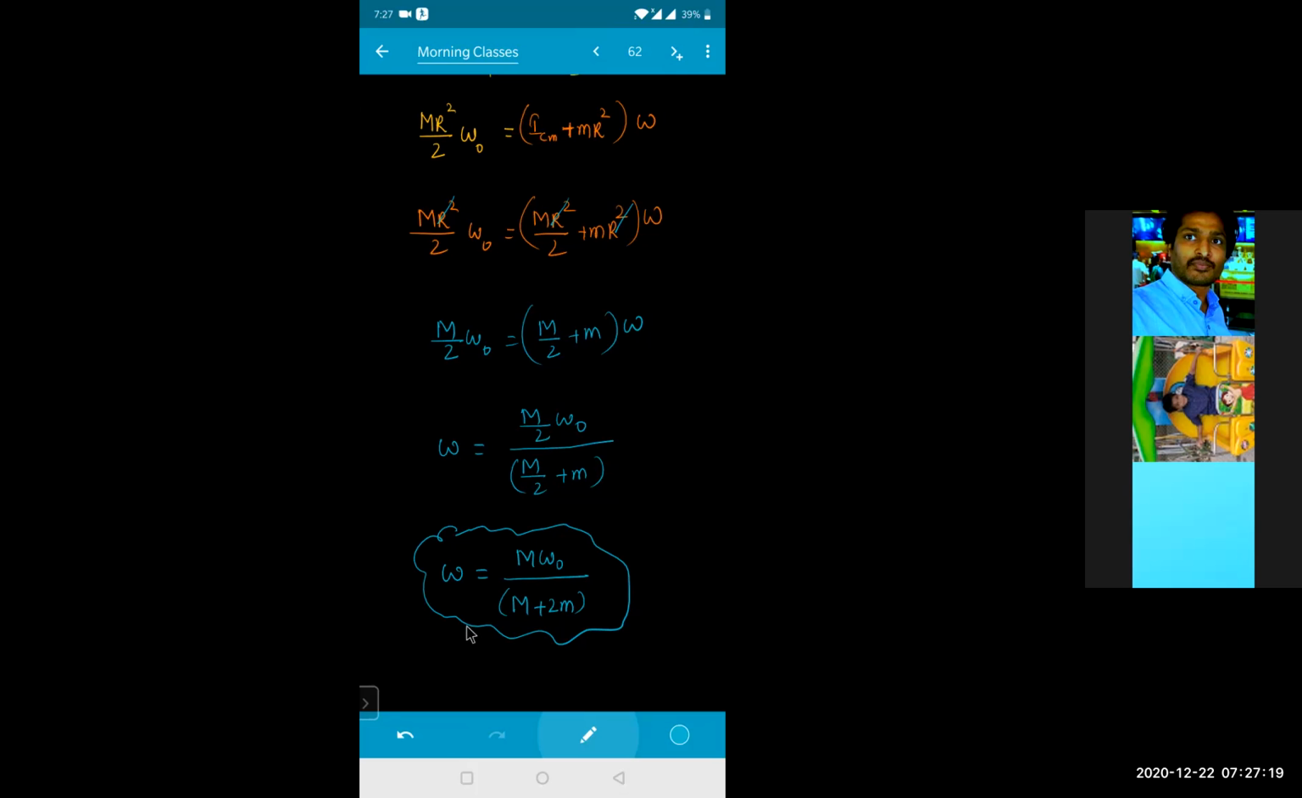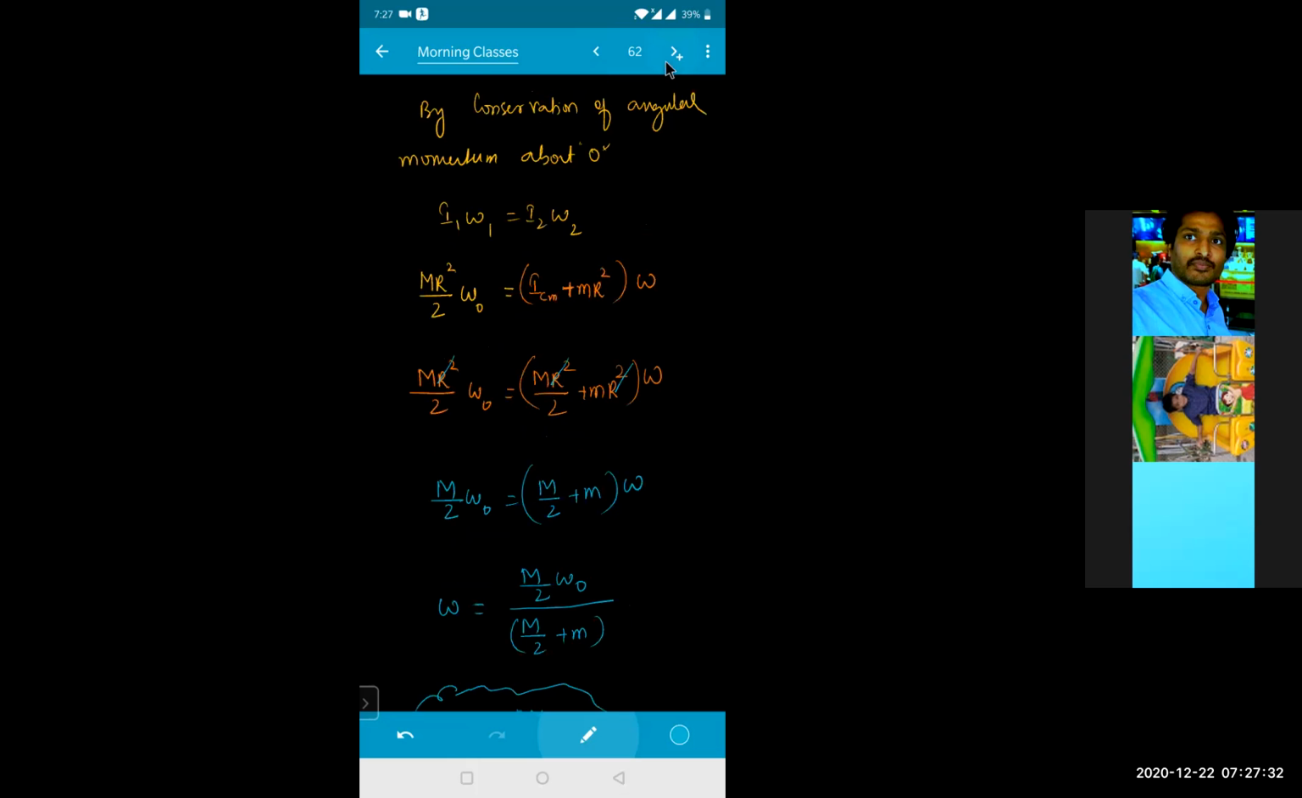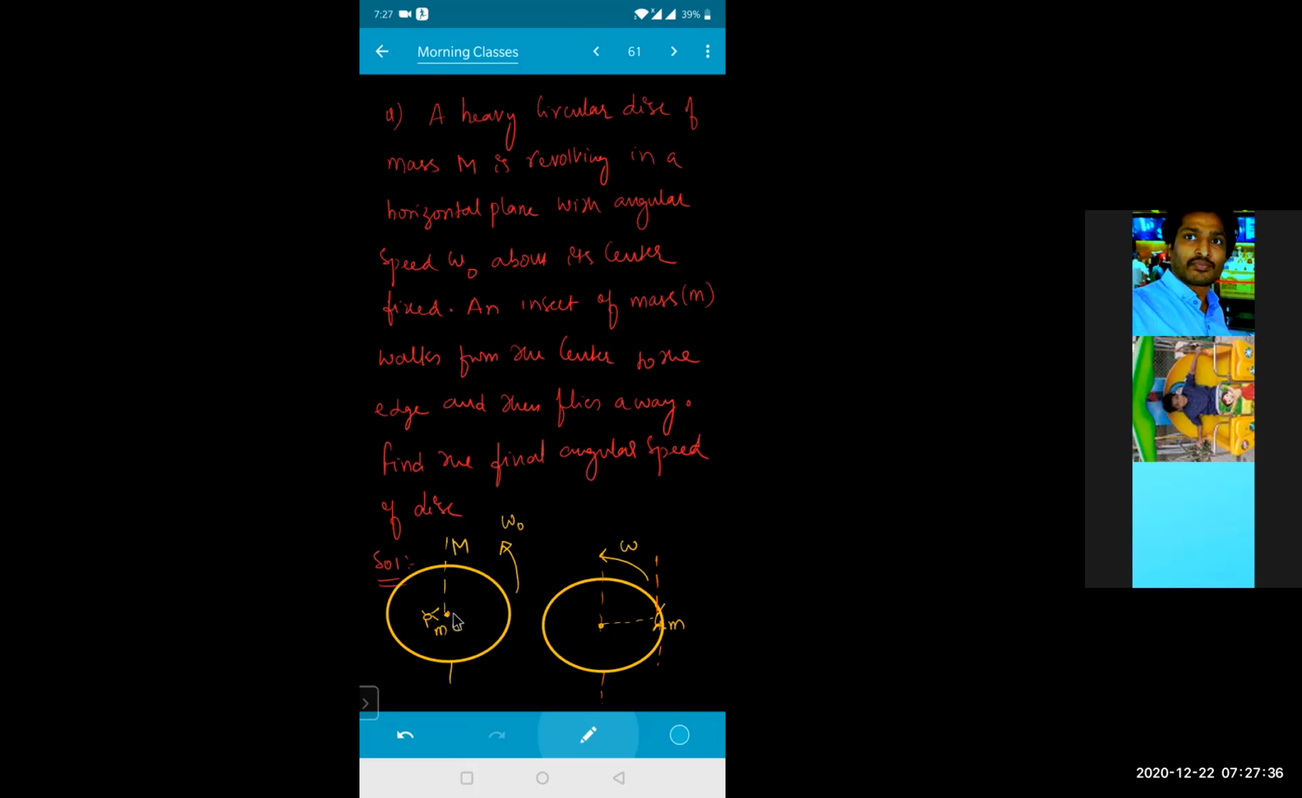So the new angular velocity when it is flying off is omega equals M omega naught divided by capital M plus 2m. For I2 we are applying the parallel axis theorem about the center. Be a little bit careful: when the total system is at the center, the moment of inertia is M r square by 2, and the moment of inertia for small m will be 0, because it is passing through the axis.